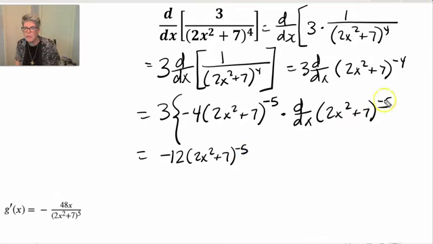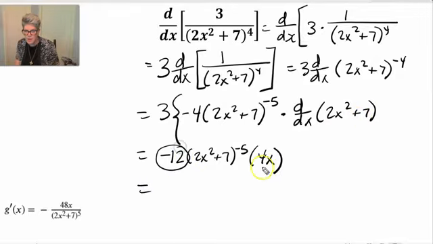And then, oops, my bad. No, we didn't have that. I just want the derivative of what's inside the parentheses. And now I want the derivative of this, and that's going to be 2 times 2x, which is 4x, and the derivative of 7 is 0.